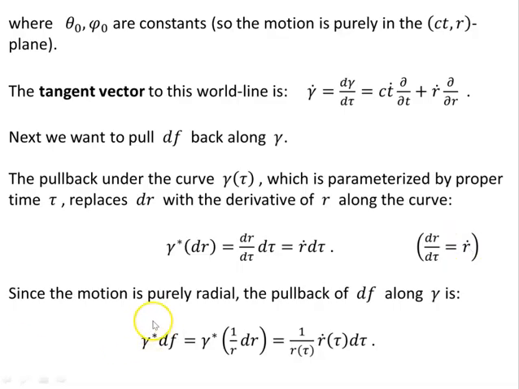Similarly for the time variable. Since the motion is purely radial, the pullback of df along gamma is the pullback of 1 on r dr. Remember, df was 1 on r dr under gamma, which is 1 on r of tau, remember, r is parameterized in terms of tau, times r dot of tau, d tau. All right.